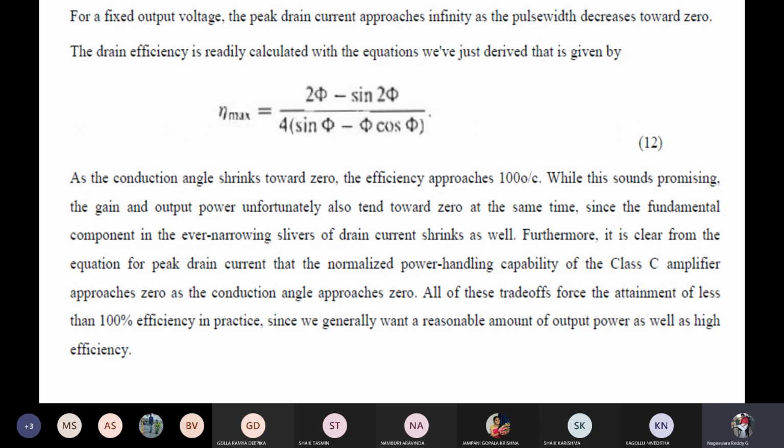So what is meant by class C amplifier? The conduction angle is less than 180 degrees. The efficiency is high. Linearity is poor. Why is the linearity poor? The drain current is not the exact replica of the drain voltage. That is known as linearity. Linearity is poor because the output does not look like the input. Distortion is more. So 100% efficiency is possible in case of the class C amplifier.